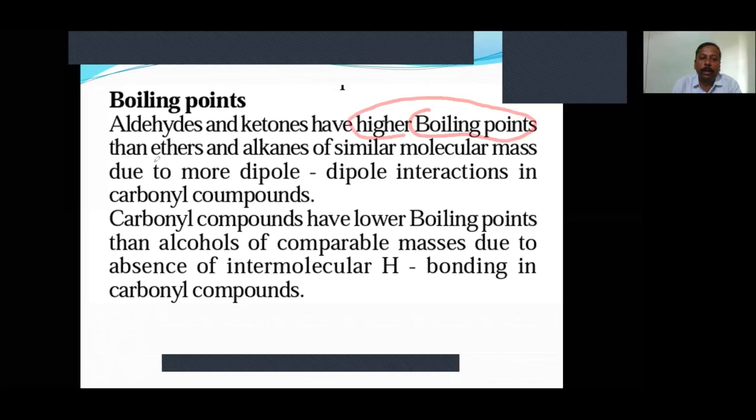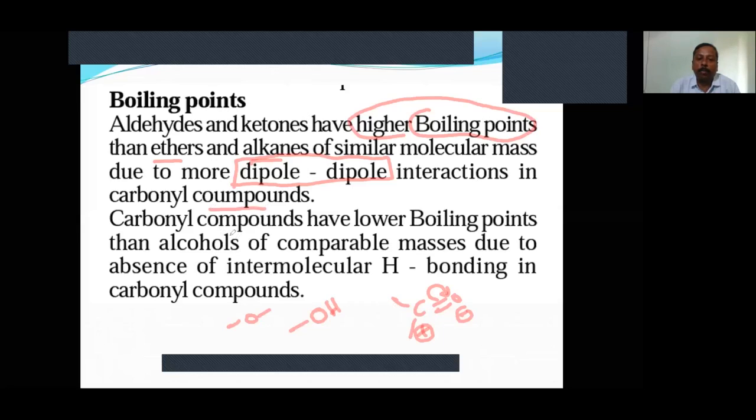Higher boiling point than the ethers and alkanes due to more dipole, which is what I have told you, the polar nature. The reason I also told you. In this the carbonyl group will be there. The carbonyl group pi bond will be shifted to the other side, so this will be negative and positive. There is no such chance in the case of alcohols or ethers. So because of the stronger dipole-dipole interactions, they have higher melting and boiling points.